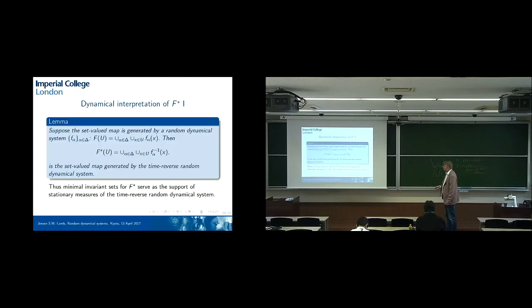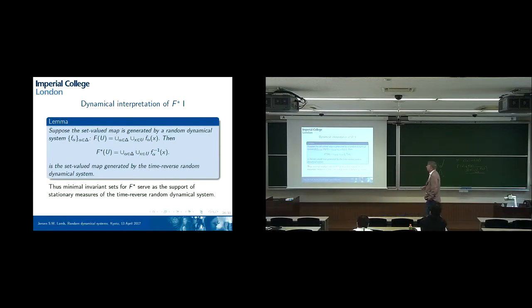Okay. So what's the dynamical interpretation of this f star? I know that for the dynamical system on sets, it's not the inverse. But the nice thing is that it is actually the inverse in some sense. It is a set valued mapping associated to the inverse of the random dynamical system. So this is what this lemma says.